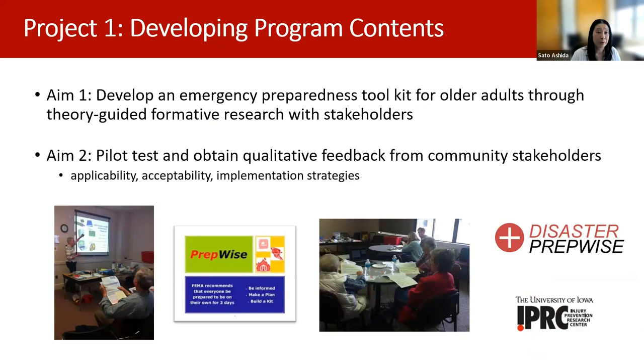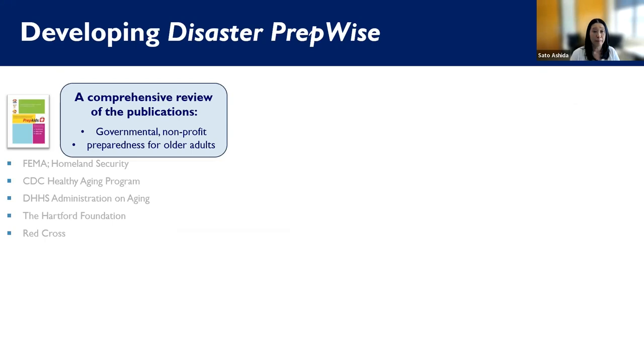The first project focused on developing a theory-based disaster preparedness program specifically for older adults through stakeholder engagement. We also obtained feedback from the stakeholders in terms of how we can best implement this kind of program in our community. But here's the process we took. We started out with a tested program that was originally developed for families of children with developmental disabilities and medical needs. We then conducted a comprehensive review of the resources from governmental agencies and nonprofit organizations. We extracted pieces of information that were very important to older adults in disaster preparedness, and used them to devise the program to create version one of disaster preparedness.